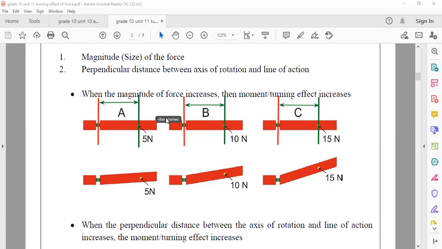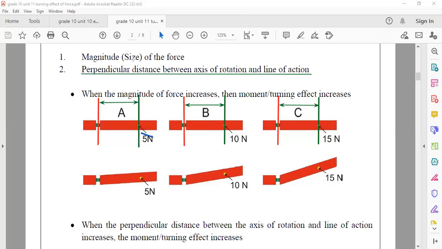Here, in these three pictures, are the perpendicular distances between the rotational axis and the line of action equal or not? Equal, sir. Okay, the only thing I have changed there is the value of the force.